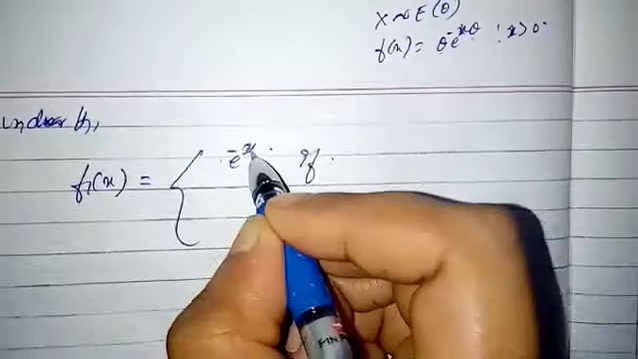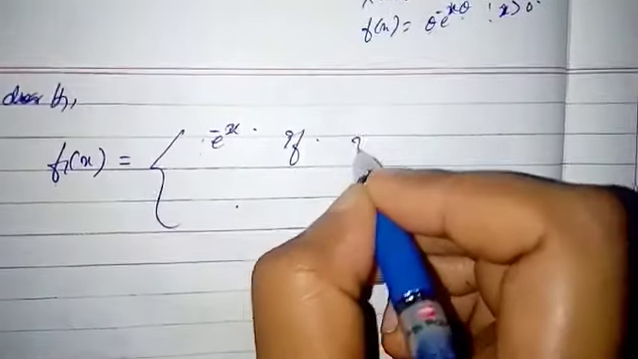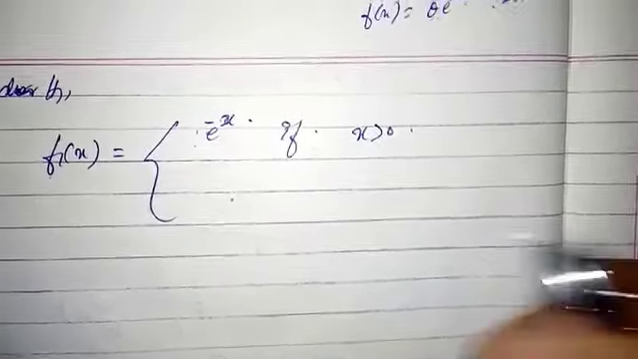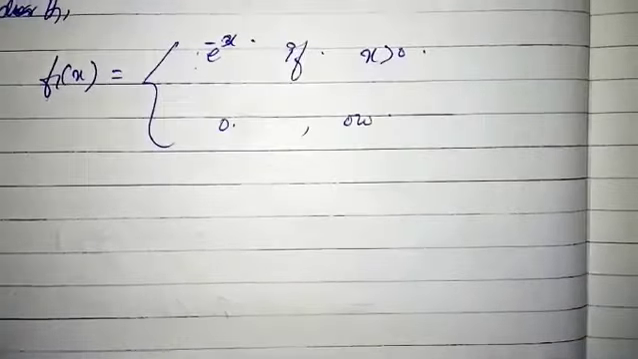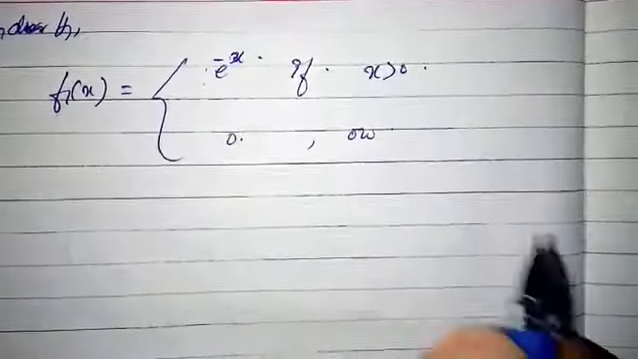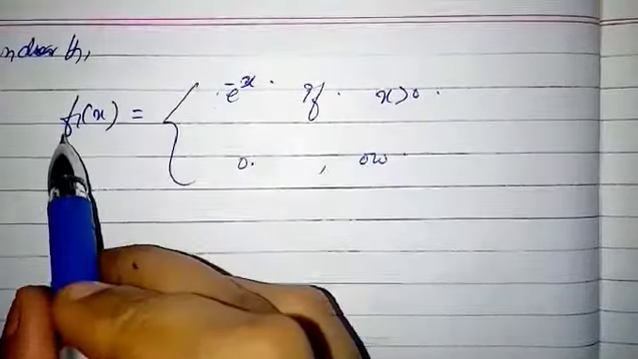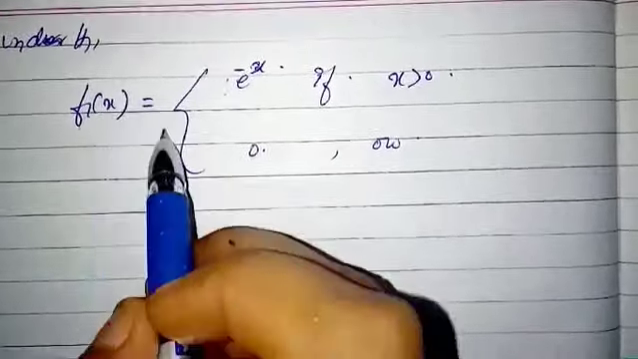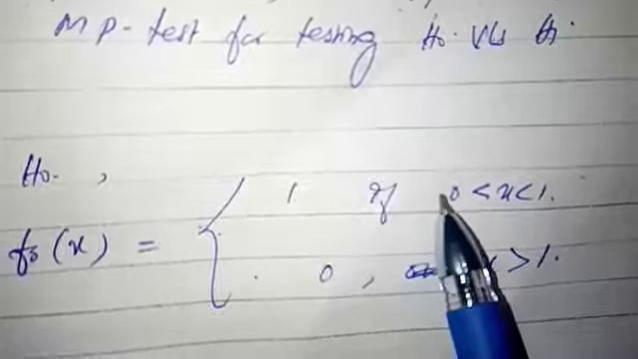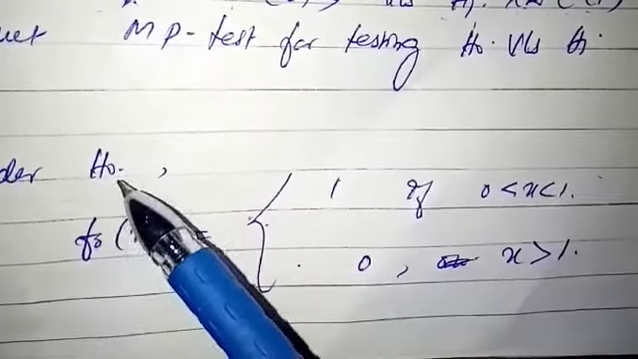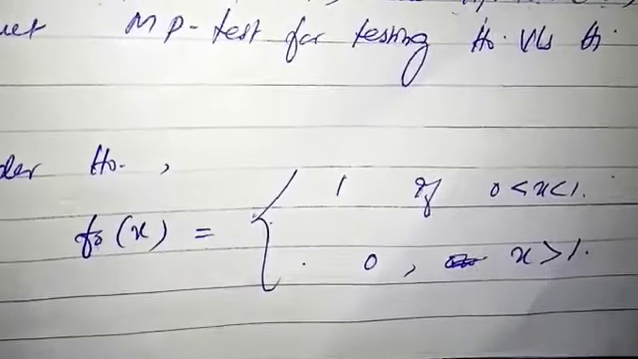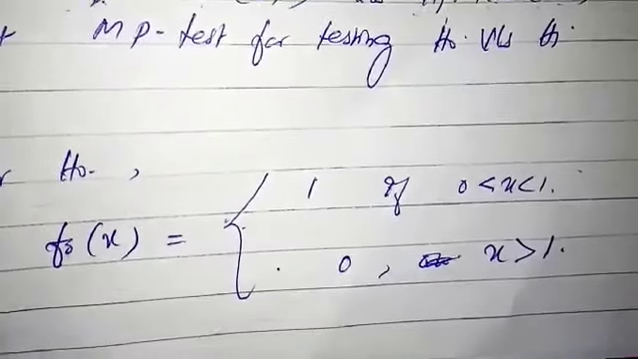if x is greater than 0, and 0 otherwise. So from the Neyman-Pearson lemma, we reject h naught for the large ratio. For that we have to take the ratio f1 of x divided by f naught of x. But in f naught of x, the ranges are 0 less than x less than 1 and x greater than 1, so if we take the ratio it is difficult, because the ranges are changed.